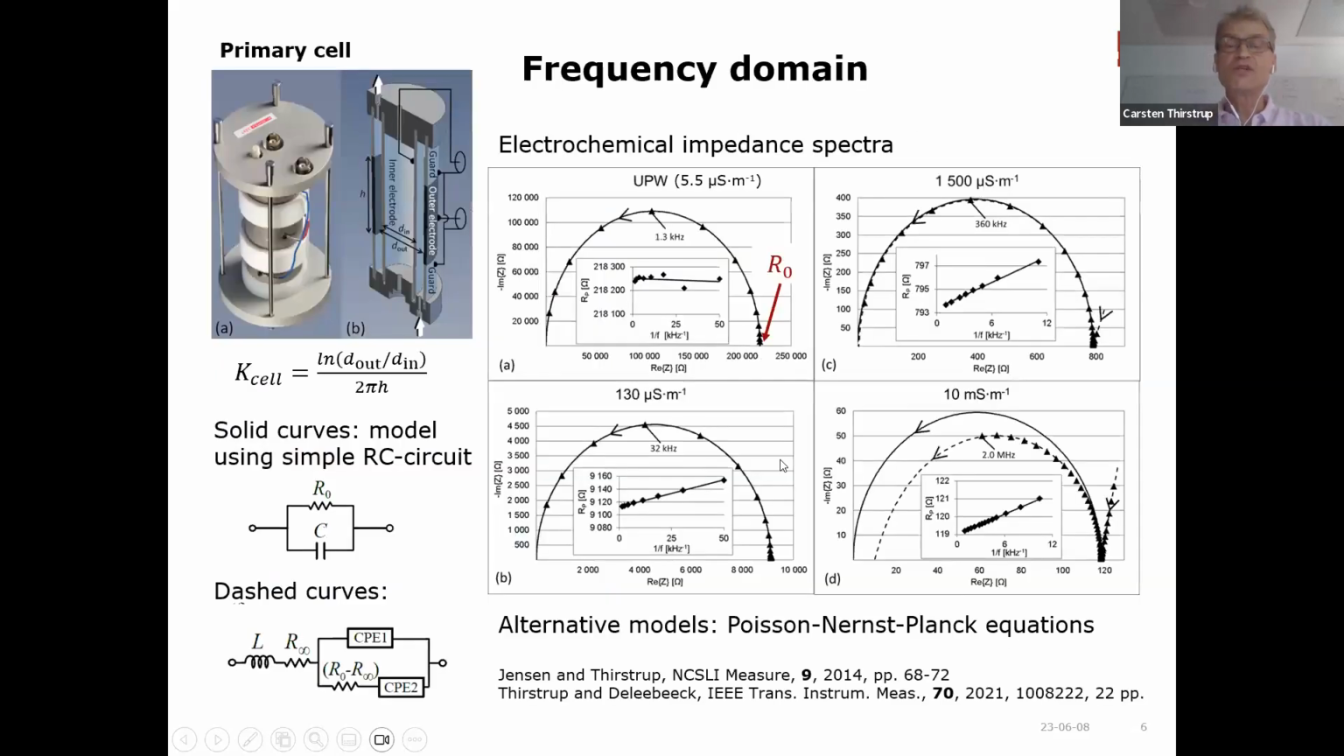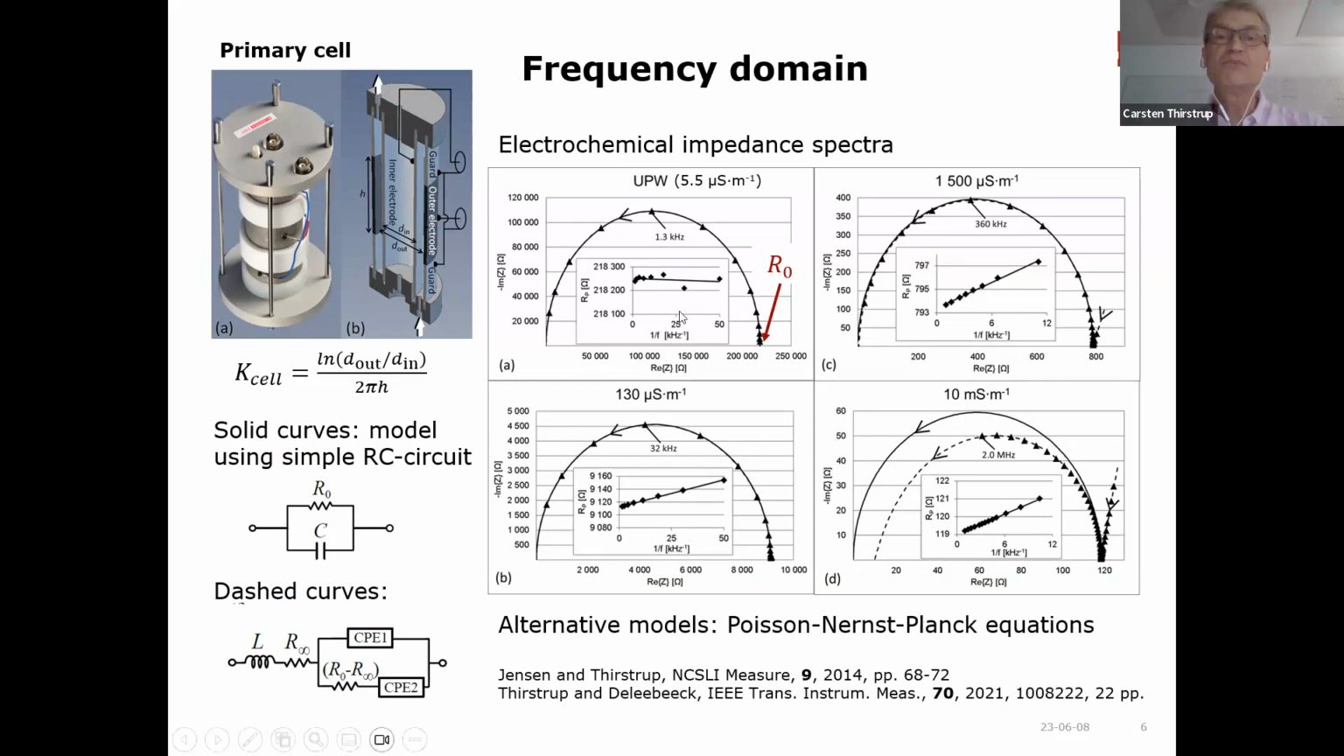Now I said that we could measure the bulk resistance and then determine the conductivity, but it is more complicated than that. Normally, as I said in the beginning, we would need to make AC measurements, and we normally do that by using an LCR meter.